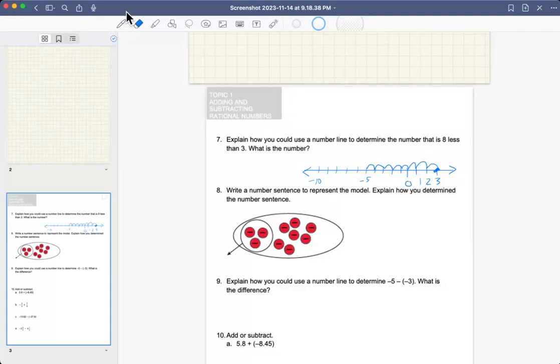Okay, so going to number 7, let's take a look at the question right now. I'm going to go ahead and read it. Explain how you could use a number line to determine the number that is 8 less than 3. What is the number? So I drew a number line. Looking at 3 here, I'm going to go 8 less than that to the left, right? 1, 2, 3, 4, 5, 6, 7, 8. That puts me right there, -5. So that's the number.